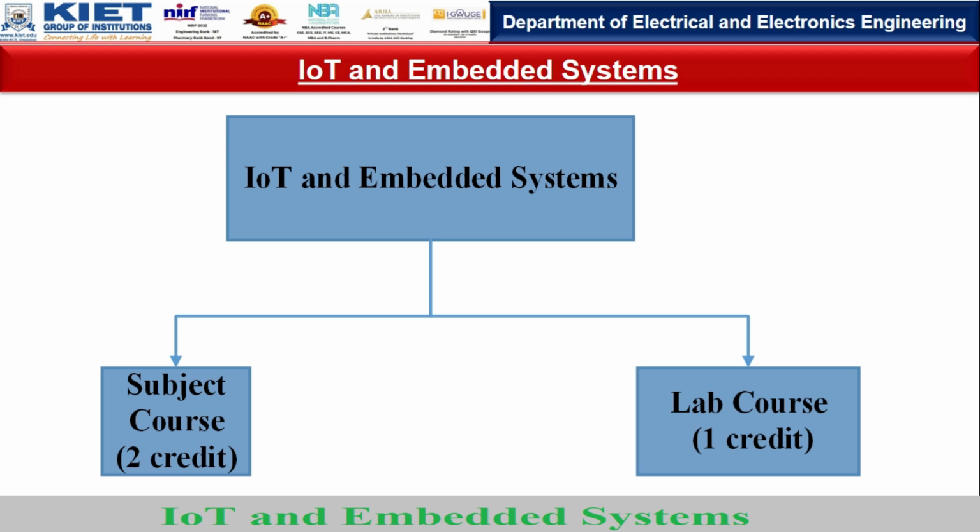This is the most important part of the PPT. The IoT and embedded systems course is divided into two parts. One is the subject course, which is 2 credits. One is the lab course, which is 1 credit. The exam for this is for the KITE students. The exam is without paper and pen. It is basically project based learning. You have to create a project and explain it in your mid semester examination and in the end semester examination.